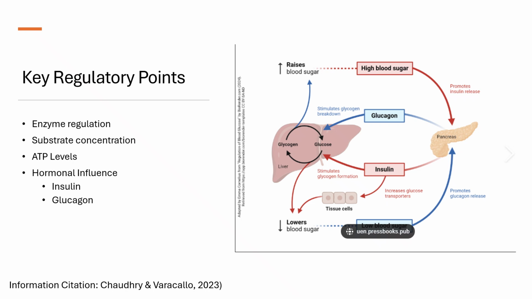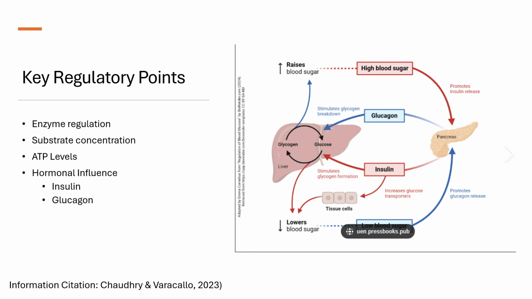Glycolysis is regulated through several mechanisms. Enzyme regulation is controlled by allosteric modulators such as hexokinase, phosphofructokinase, or PFK, and pyruvate kinase. Hormone levels in the bloodstream can also impact the metabolic rate of a cell.